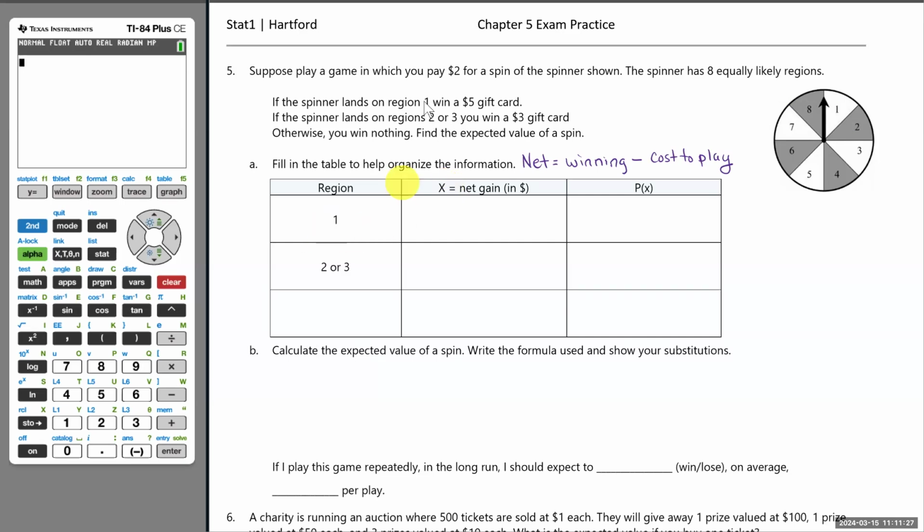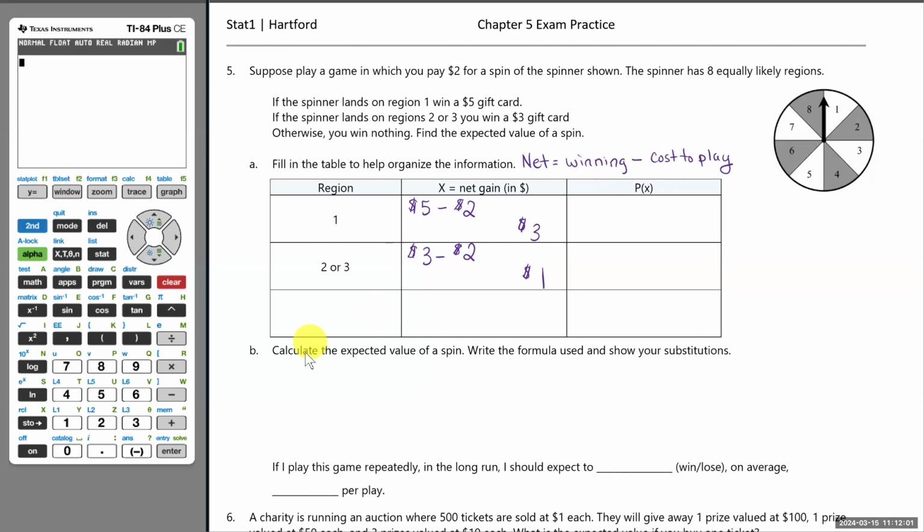All right, so if you land on region 1, you will get a $5 gift card. So there's your winnings, but you do have to deduct the $2, which was your cost to play the game. So you'll still be ahead. Your net will be $3. If you land on region 2 or 3, your winnings will be a $3 gift card, and you'll take away your cost to play the game. So you'll still be up. You'll be up $1 net.